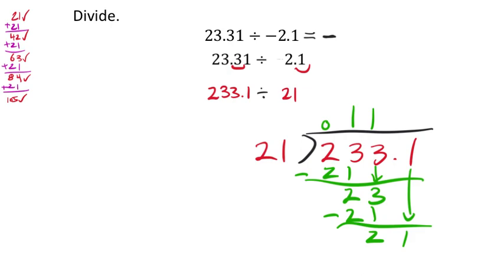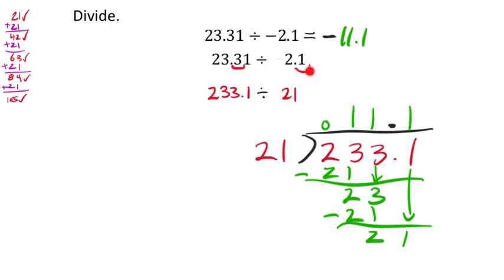21 goes into 21 exactly once. Now the decimal, with long division like this, the decimal here needs to line up into our quotient as well. So there we go. Okay, so it's just lined up vertically like this. So the quotient of that, 233.1 divided by 21, would have been the same quotient here. It is 11.1, but don't forget the negative is part of the answer there.